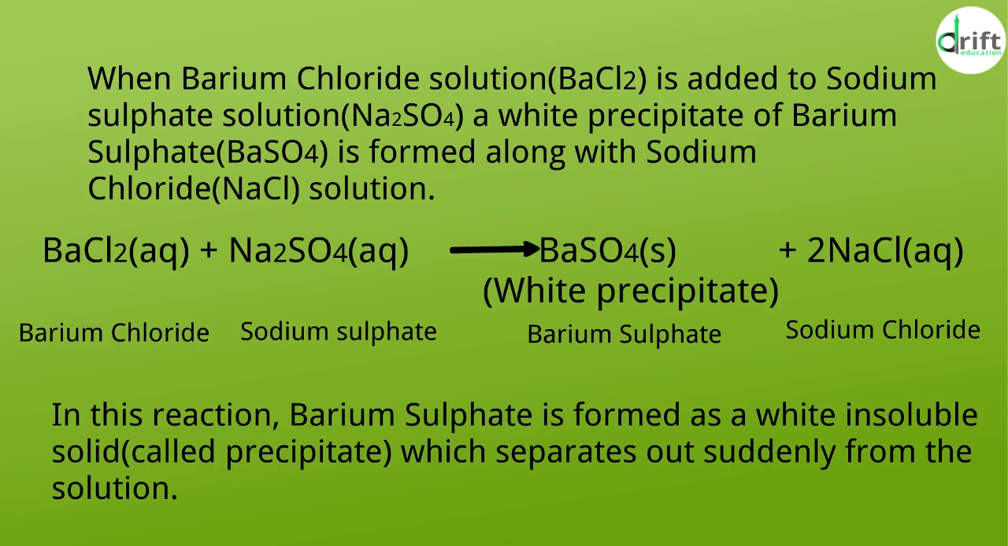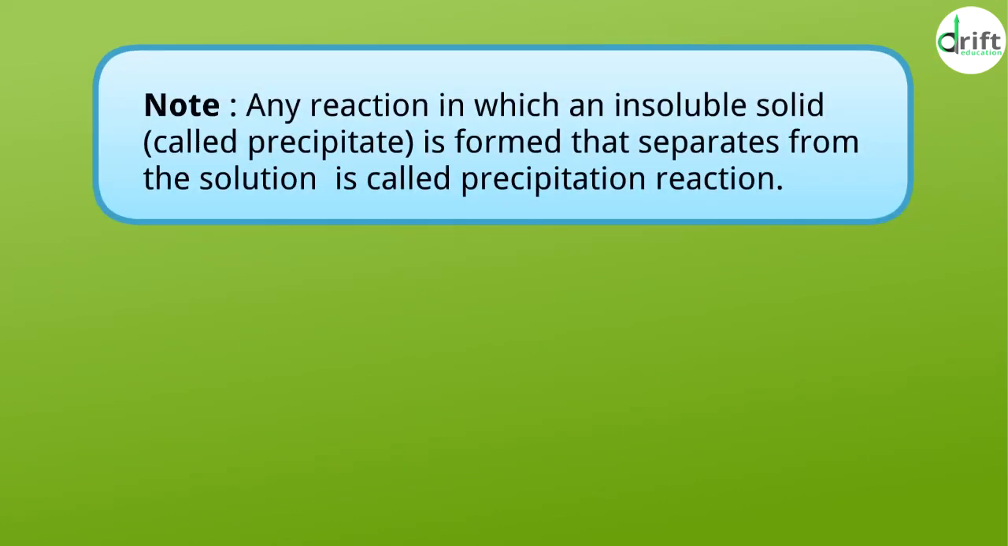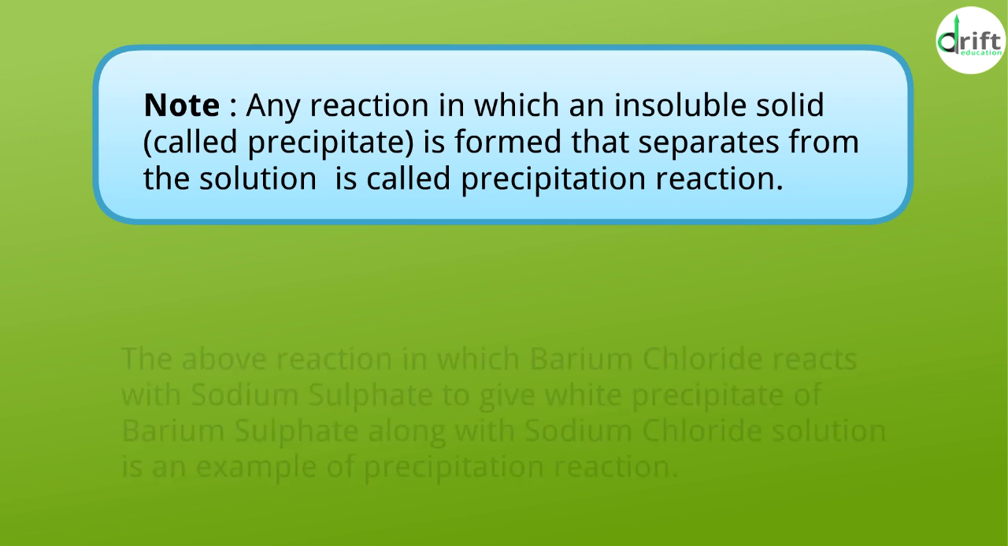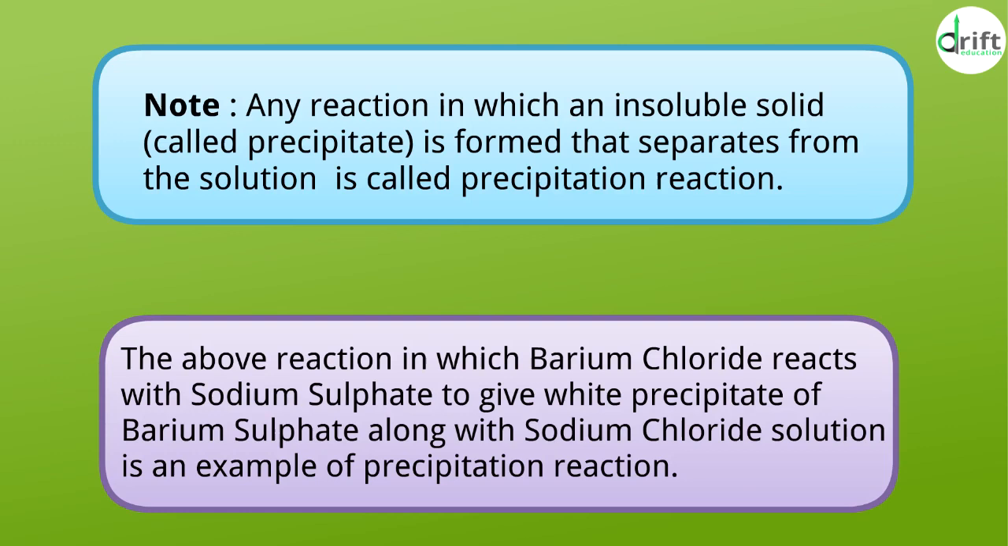solution. Note, any reaction in which an insoluble solid called precipitate is formed that separates from the solution is called precipitation reaction. The above reaction in which barium chloride reacts with sodium sulfate to give white precipitate of barium sulfate along with sodium chloride solution is an example of precipitation reaction.